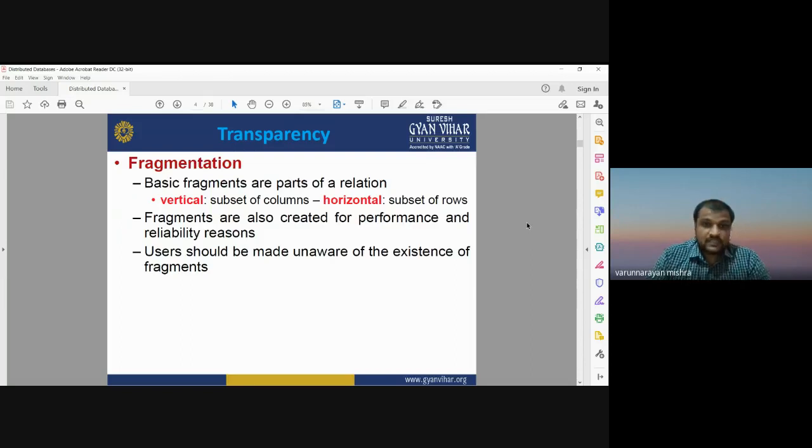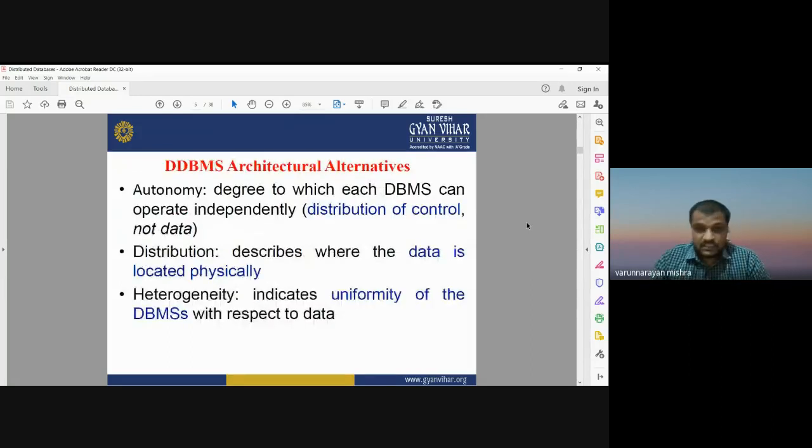So fragments are also created for performance and reliability reasons, and the user should be made aware of the existence of the fragments. When we perform fragmentation, the details of the fragmentation will be available to the users. The user will be able to know what kind of fragmentation is there, whether it is vertical fragmentation or horizontal fragmentation.